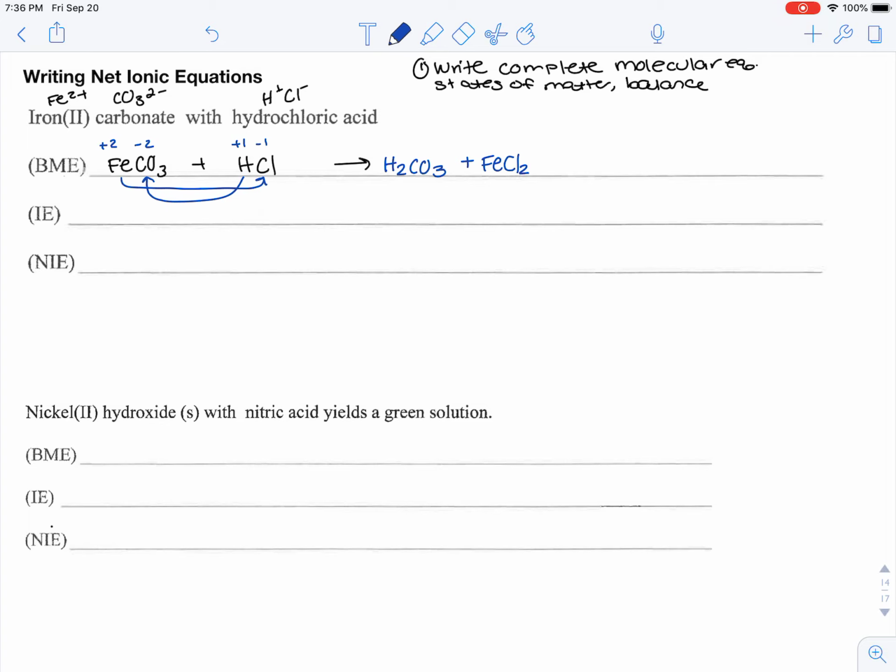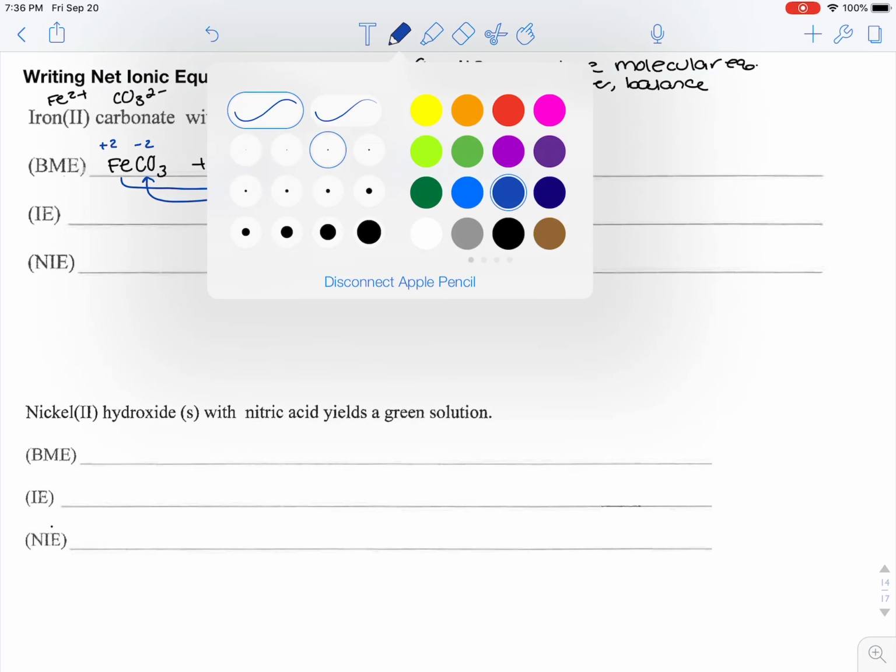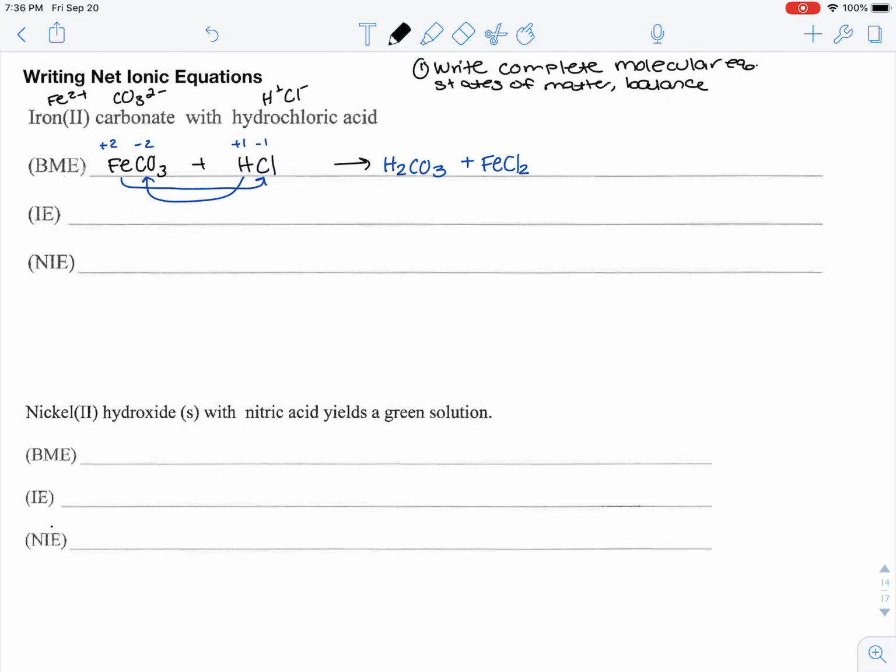Now, if I write the states of matter, I know that carbonate is always insoluble with a few exceptions. Iron is not one of those exceptions, so this is a solid. Hydrochloric acid is a strong acid. This is aqueous. Carbonic acid is an acid, so I will write aqueous here. And then iron 2 chloride. Chlorine is usually always soluble. It has a few exceptions. Iron is not one of them, so this is also an aqueous salt.